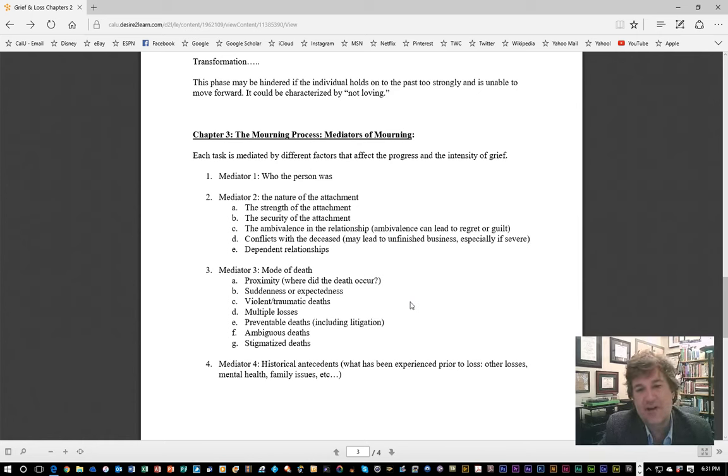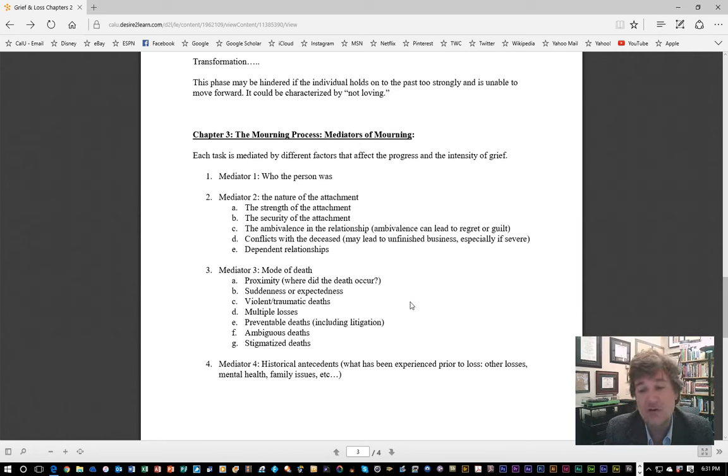The ambivalence in the relationship. Ambivalence can lead to regret or guilt, and that leads to my model and Adrian Tomer's model that we'll talk about later. Was there a conflict with the deceased? That could lead to unfinished business, especially if it was severe. And unfinished business or regret both lead to complicated grieving. Are there dependent relationships, codependence or dependency of any kind, emotional, financial, physical?